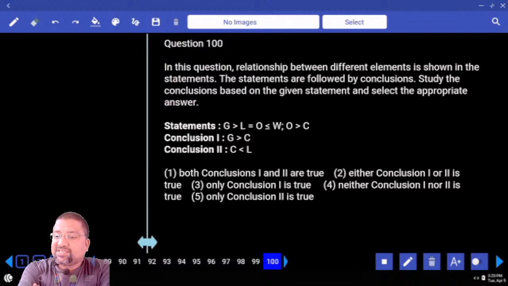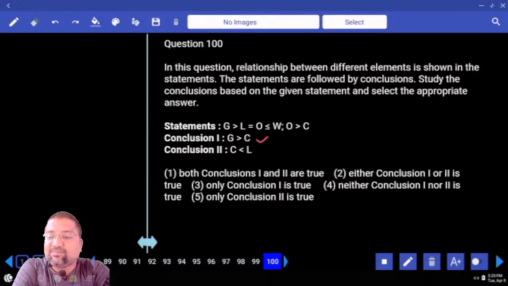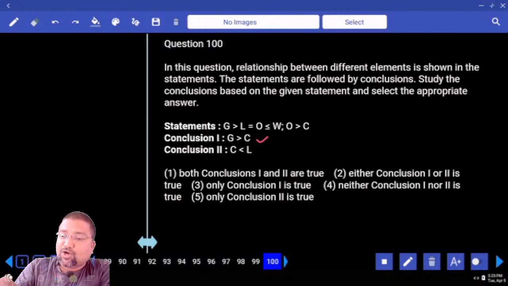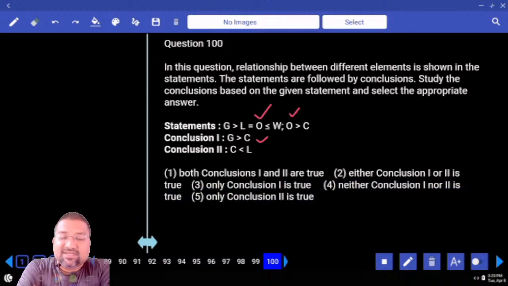100. G greater than C. G greater than O. O greater than C. Absolutely right. See, the common is O. C less than L. C less than O, right? And O is equals to L. I can bring this L directly in the place of O. Then what will be my answer? C less than L. So this is also right.